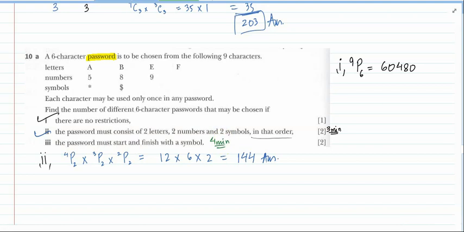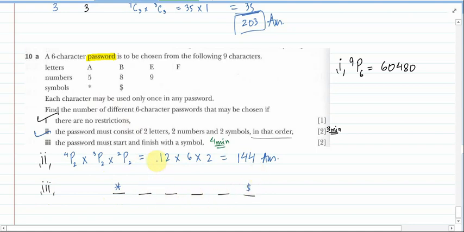Alright class, I will try to explain it in the easiest way so that you can understand clearly. We have basically 6 places: 1, 2, 3, 4, 5, 6. It says at start and at finish we have a symbol, right? So you have 2 symbols, asterisk and dollar. Let's suppose we have asterisk at the first and dollar at the last. Now what about the leftover? We have 4 places here, right?